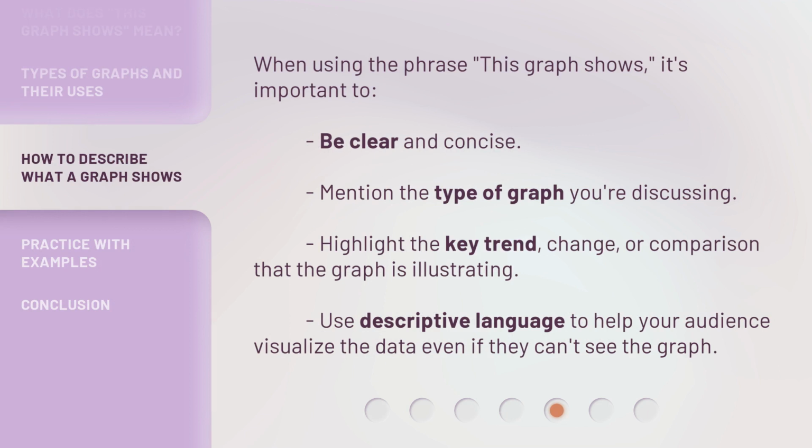When using the phrase, "This graph shows," it's important to be clear and concise. Mention the type of graph you're discussing. Highlight the key trend, change, or comparison that the graph is illustrating. Use descriptive language to help your audience visualize the data even if they can't see the graph.